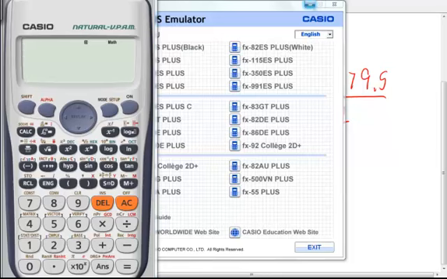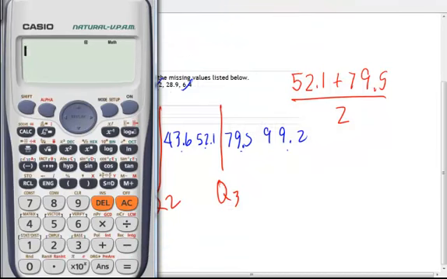on my calculator. I'll just use the fraction key. 52.1 plus 79.5, and then divide by 2, and that'll be my answer. All right, next one.